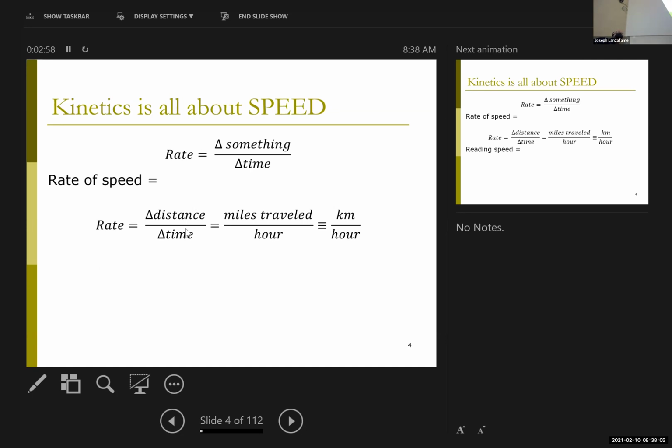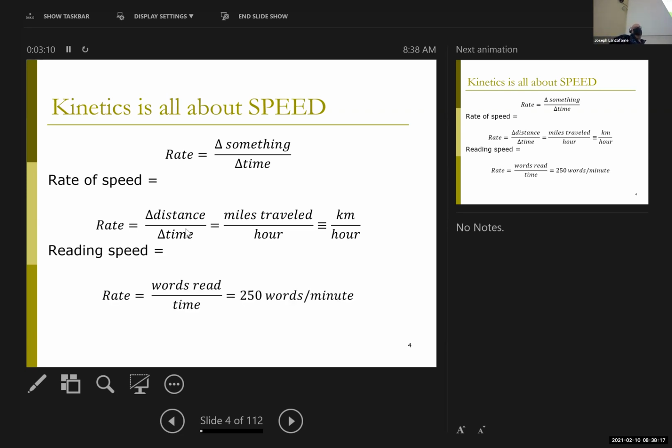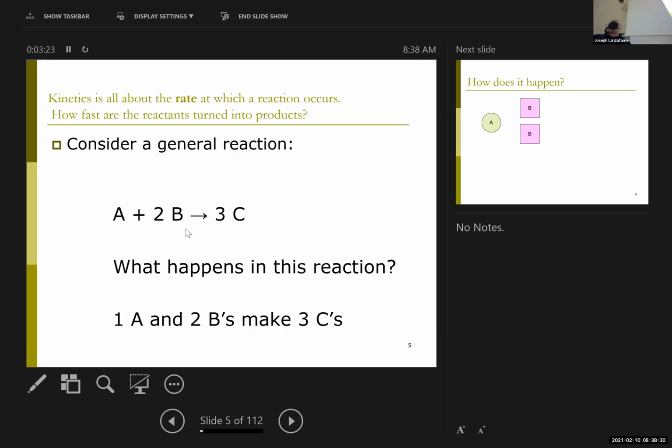I mentioned speed. That's really change in position, distance traveled over the time it took to do it. You can measure reading speed in words per minute. Anything per unit time is a rate. For us, we're trying to measure the chemical reactions. And again, I remind you that chemical reactions are all about moles, moles, moles.